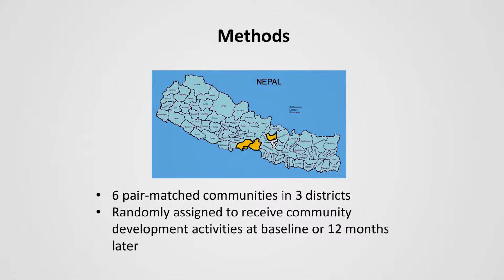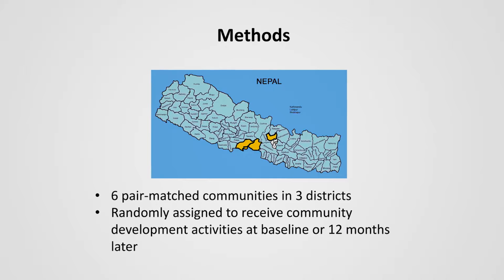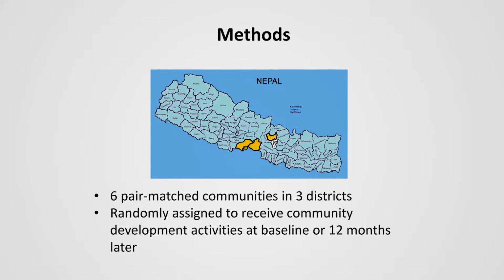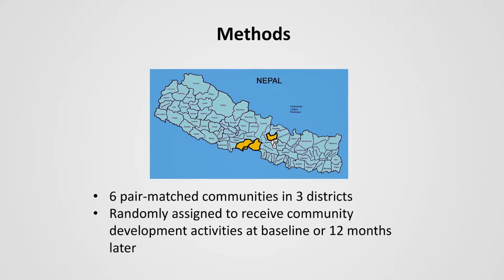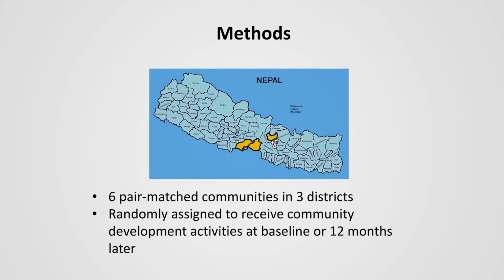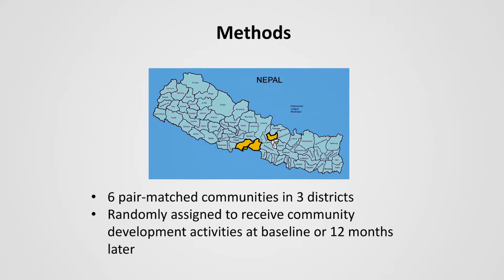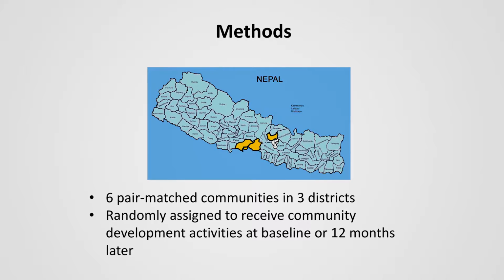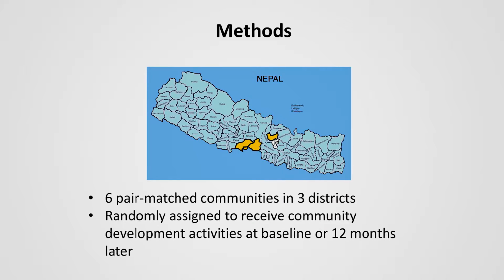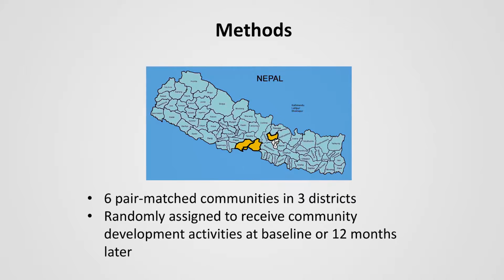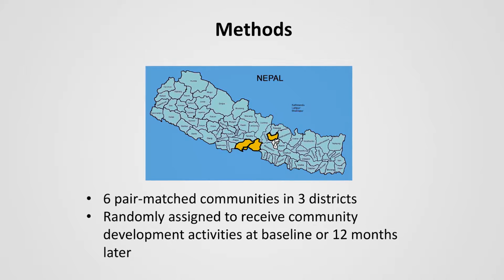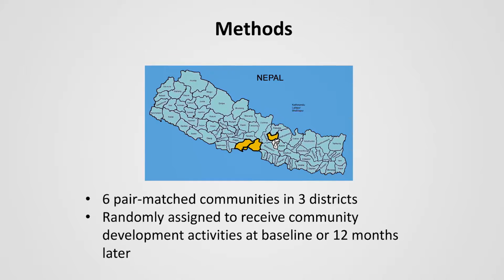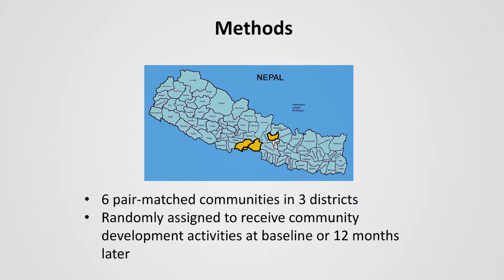Now, on this slide, I want to introduce you to the specific methods of this study. The study was conducted in 3 districts of Nepal, where 6 communities, pair-matched communities, were identified in these 3 districts. And in each pair, one was randomly assigned to receive the community development activities at baseline, and the second to receive it 12 months later.